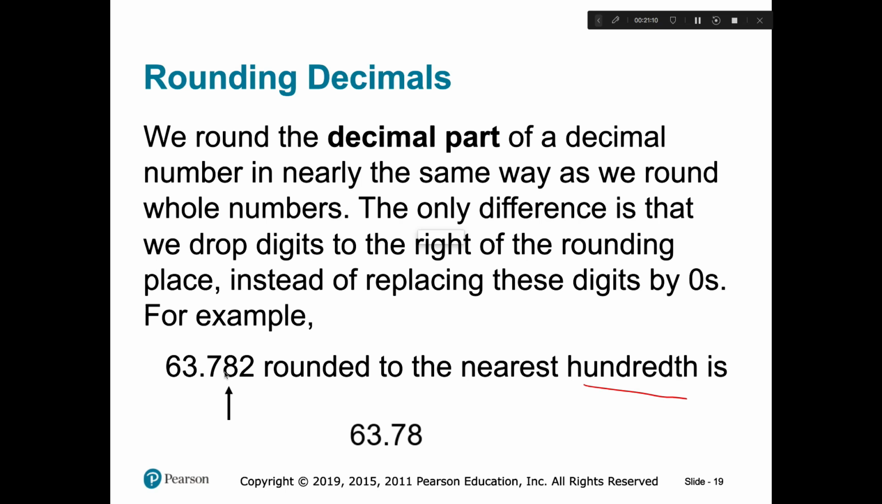When we round whole numbers, we had to add zeros to replace all of those. When we're rounding decimals, we just drop off anything past that number. No digits left.